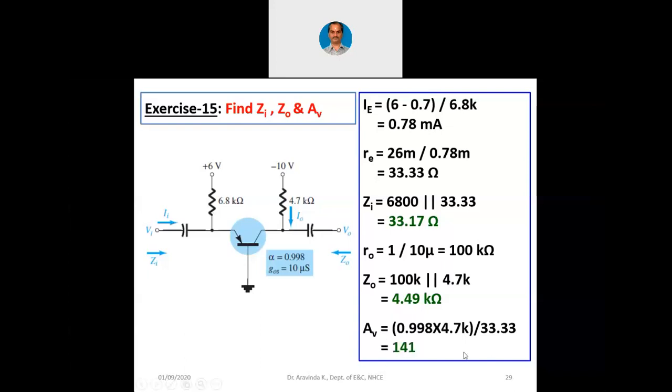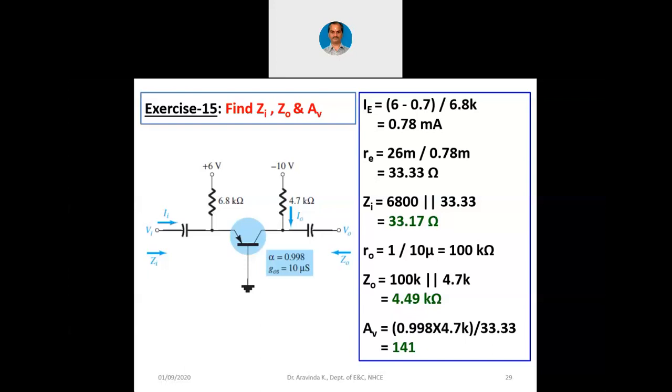So, AV is 141. Now, look at these values and just analyze. We have seen common emitter where we had a voltage gain, and common collector where we had a high input impedance and low output impedance. Now look at the common base. In this common base, we have very low input impedance and slightly higher output impedance. This is the reverse of what we expect from an amplifier. In general, in an amplifier, we expect very high input impedance, very low output impedance, and very high voltage gain.